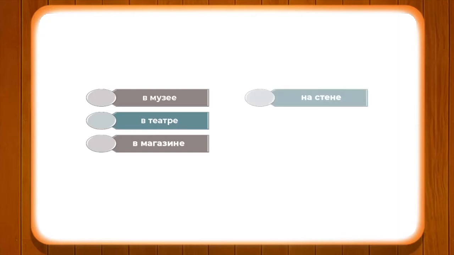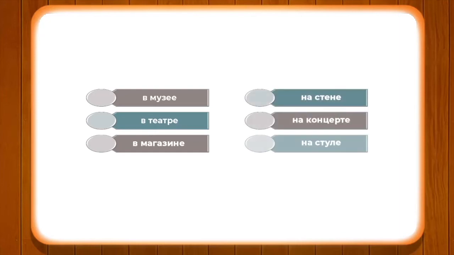Likewise, we have на стене, на концерте, на стуле. Где лежит мой портфель? Ваш портфель лежит на столе, на стуле, etc. Где висит картина? Where is the painting hung? На стене, on the wall. На концерте, at the concert. Где можно слушать музыку?